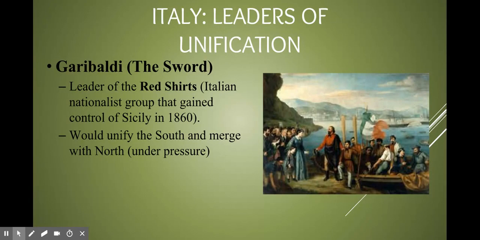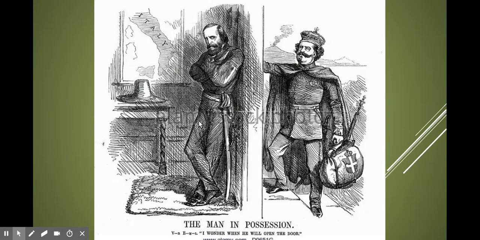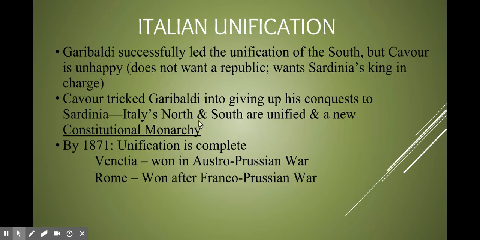So Garibaldi is in the south. He's the leader of a nationalist group called the Red Shirts, and they're in control of Sicily in 1860. They would unify the south using military means and would eventually be forced to merge with the north. And so it all became about the negotiations between Garibaldi, who was in control of the south, and Victor Emmanuel and Cavour in the north. So Cavour would trick Garibaldi into giving up his conquests.